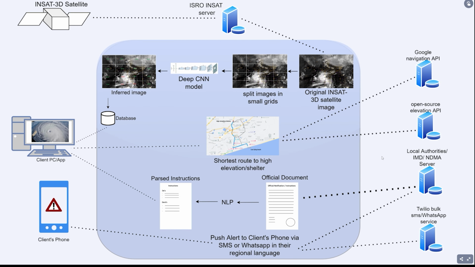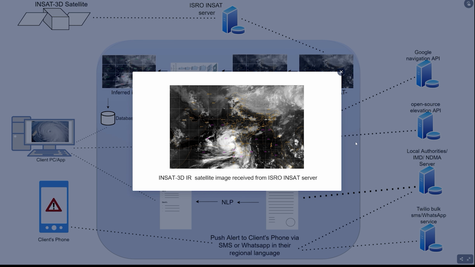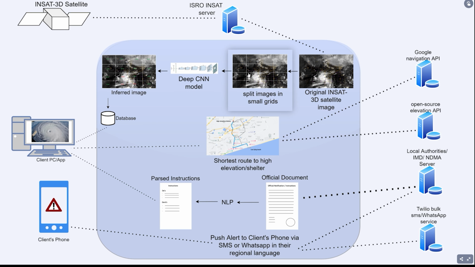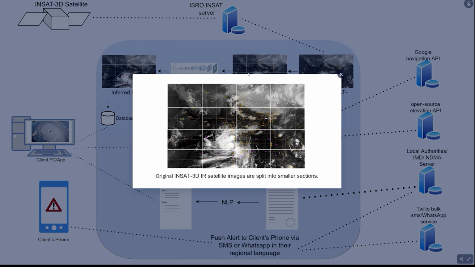So this is how the overall architecture of our proposed solution will look like. First, we will get the original INSAT 3D satellite IR images from INSAT server via APIs. Because these are satellite images, they are going to be very large. So we need to split them into smaller sections first. So as a pre-processing step, for each and every image we receive, we will split them into smaller sections like this. And this way we will be able to localize the wind speed estimates in the region.